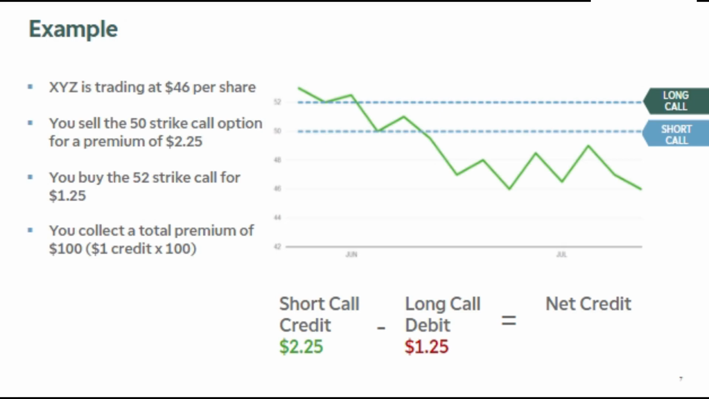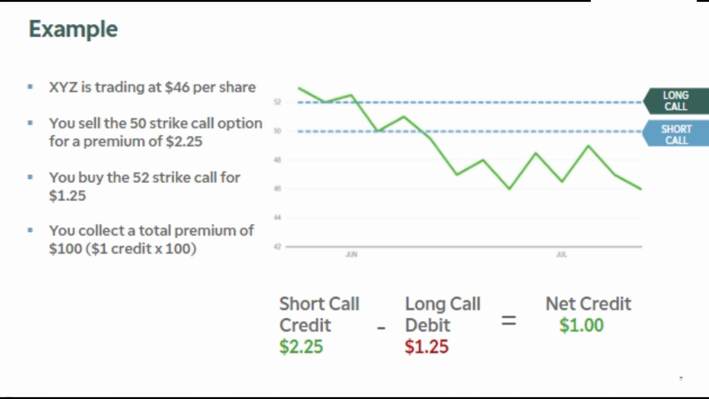So there's a total premium of $1, which we know from our options course is equivalent to $100. We take the short call credit of $2.25, subtract the debit of $1.25, which equals $1. So the most we can make on this trade is $1. What's the most we can lose on this trade? Well, the next slide is going to show us all about that.